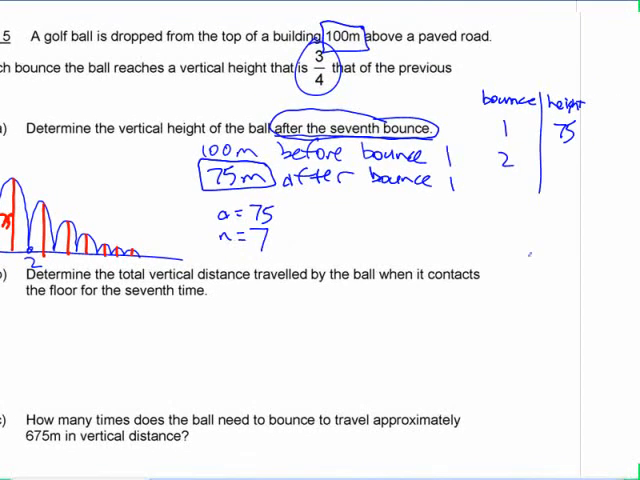Somebody else might do something different and might say they're going to choose to use A is 100. What would their n be then? They would have to say 8 because they have to think through, well, this is before the first bounce. 8 is the before the 8th bounce, which is after the 7th bounce. All of those things you should put down if you're trying to solve a problem like this.